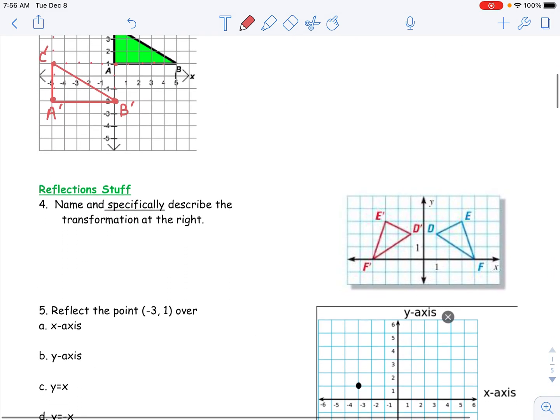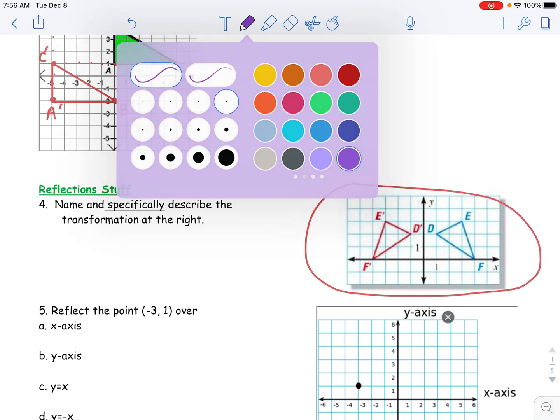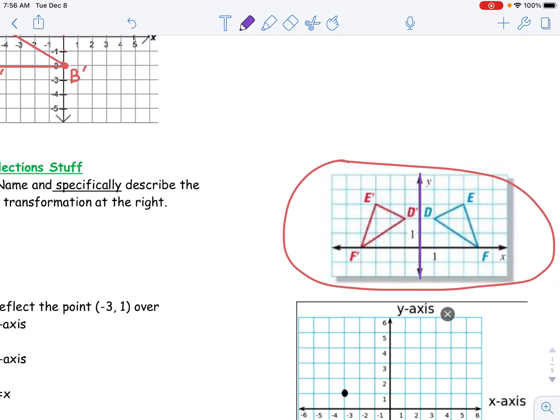Now let's do reflection stuff. So name and specifically describe the transformation at the right. So what's going on over here? It's not too difficult. The most difficult part is saying, well, what line are we reflecting over? Students like to have a brain fart. Sometimes students claim this purple line I just drew is the x-axis. That's false. That's the y-axis.